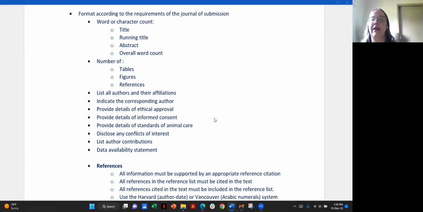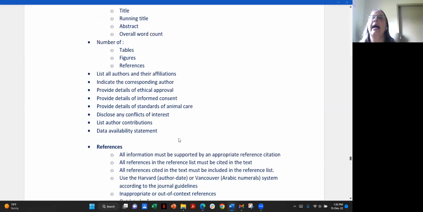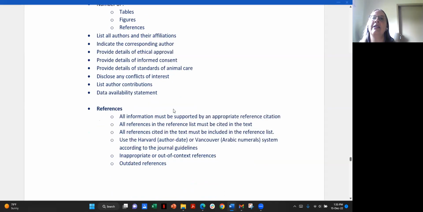If you're doing an experiment on animals, then it's a very good idea to please provide the standards of animal care that you used and that you followed to look after the animals. Disclose any conflicts of interest. Very important to put that in. Some journals would like author contribution statements. It's becoming, I think, a requirement in more journals than not. So that's important. And a data availability statement.